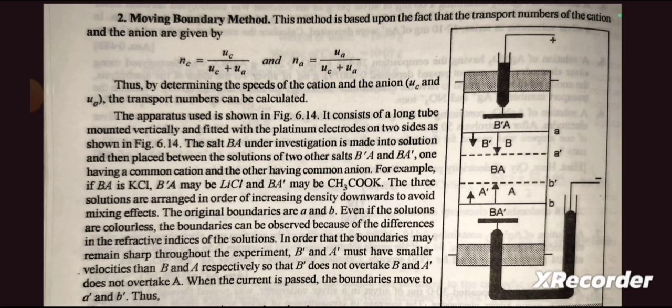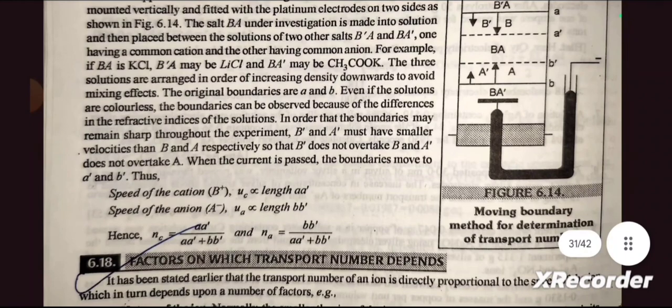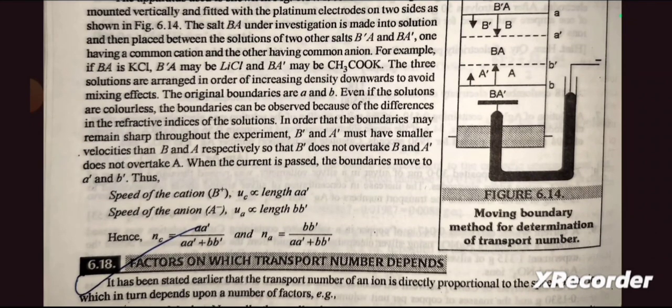The original boundaries are A and B. Even if the solutions are colorless, the boundaries can be observed because of the differences in the refractive indices of the solutions. In order that the boundaries may remain sharp throughout the experiment, B' and A' must have smaller velocities than B and A respectively, so that B' does not overtake B and A' does not overtake A. When the current is passed, the boundaries move to A' and B'.